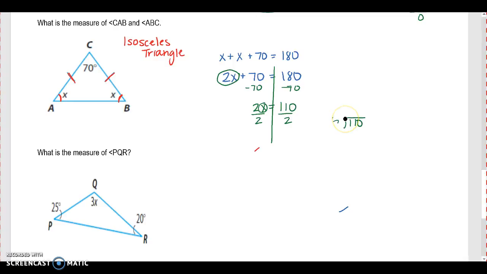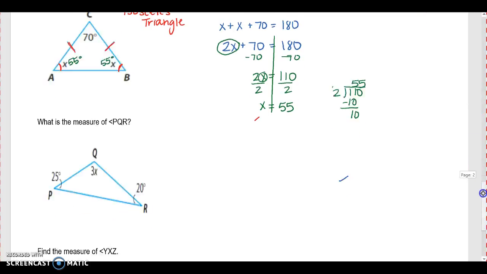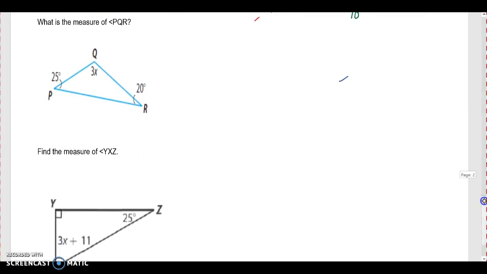110 divided by 2 is 55, right? 2 times 5 is 10. 10 is 55. So x equals 55. So each of these angles is 55 degrees. All right. Moving on to the next problem on our notes today.